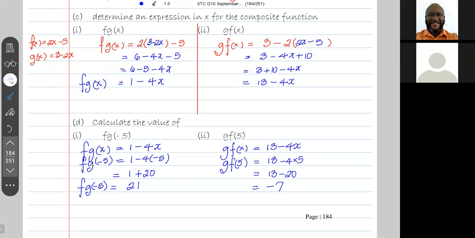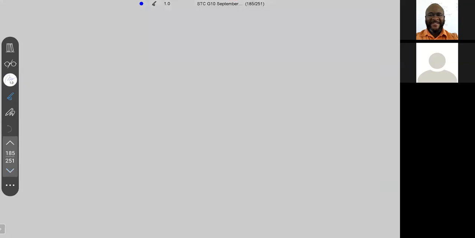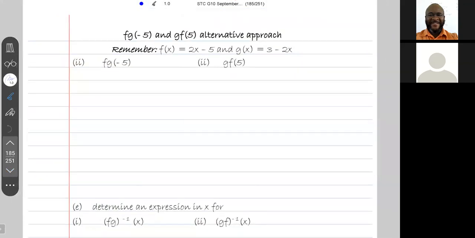So next I'm going to show you how to find f of g of minus 5 and g of f of 5 without first finding f of g of x and g of f of x. All right, so f of g of minus 5 and g of f of 5, an alternative approach. All right, guys, you're reminded that f of x is 2x minus 5 and g of x is 3 minus 2x.